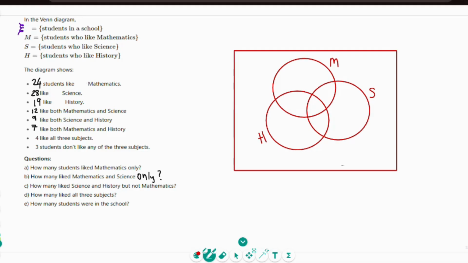Right, let's start with the middle here. For like all 3 subjects, 4 goes in the middle. I'm going to highlight them when I'm done. Right, let's try and get these bits here. 12 like maths and science. So maths and science is this section. That needs to make 12. 12 take away 4, 8.